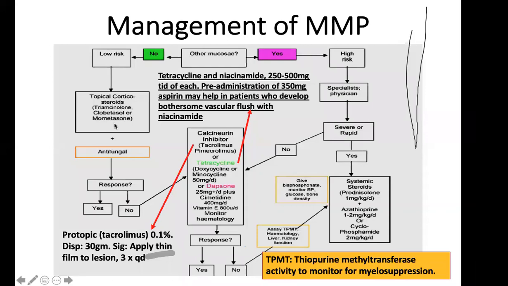And I try to avoid steroids as much as possible in management of MMP. But if these fail, then I would go on to some very strong topical corticosteroids. And always keep in mind that steroid-induced candidal infection should always be borne in mind, and antifungals may be needed. And so it's only in those patients that are resistant to treatment with any of these medications that you need to put them on systemic steroids. And you know all the side effects of systemic steroids with myelosuppression. And so you have to constantly measure their TPMT levels to make sure that their bone marrow is not being suppressed. And so that's how you manage patients with MMP.